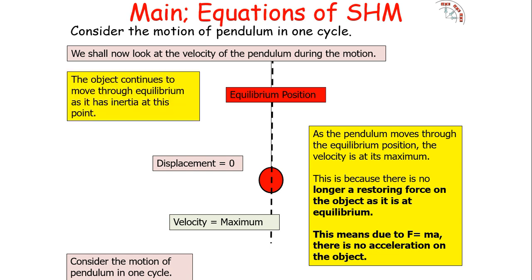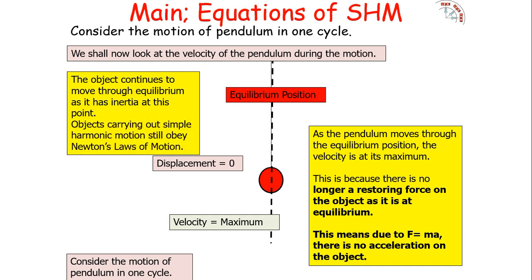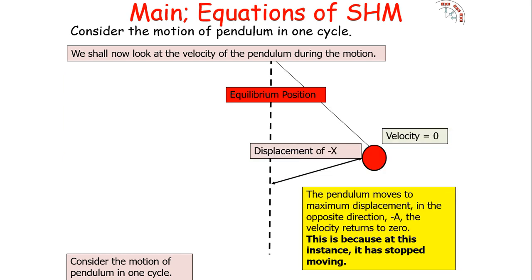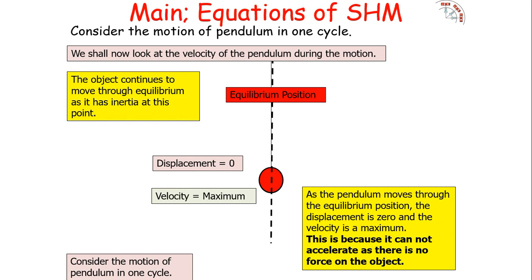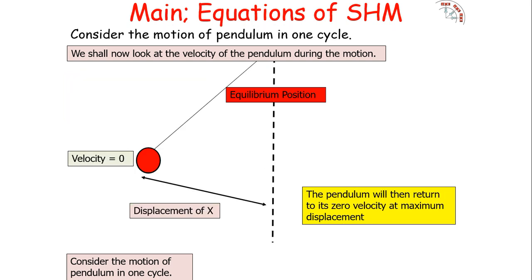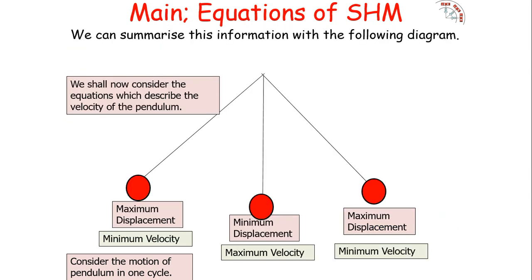Now again, it'll continue to move through equilibrium because we've got inertia. So it's still carrying the laws of motion. It now gets to this part of the journey, and its velocity once again has become zero. It then goes back to here, it has a maximum velocity, and then it goes through because it has inertia, and it goes back to here, and then we'll have a zero velocity again.